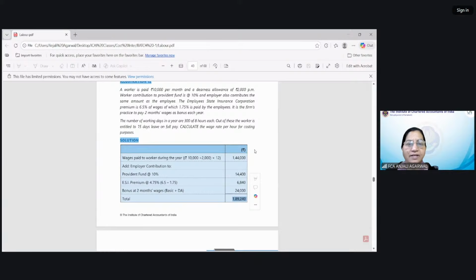If I ask you to calculate and tell me how much will the employee take home, can you tell me that? Can you do this calculation? What will be the earning of the employee? How much will he be able to take home? Will he be able to take home 14,400? Yes or no? No. Will he be able to take 6,840? No. Will he be able to take the bonus of 2 months? Yes.